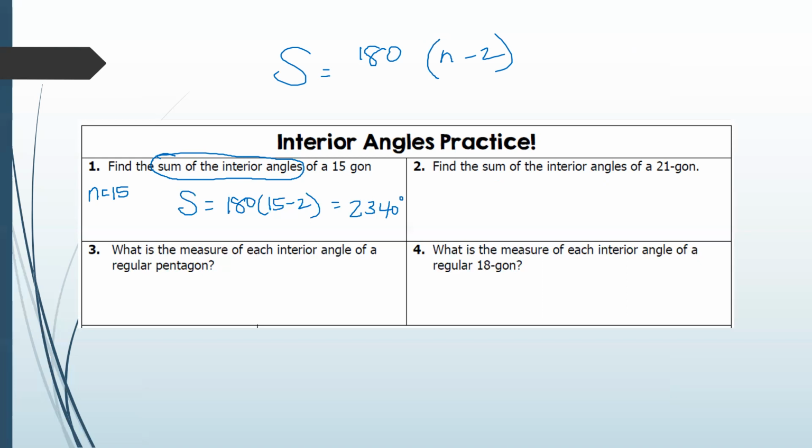Go ahead and try number 2. Find the sum of interior angles of a 21-gon. Try that now. So you should have gotten 3,420 degrees.